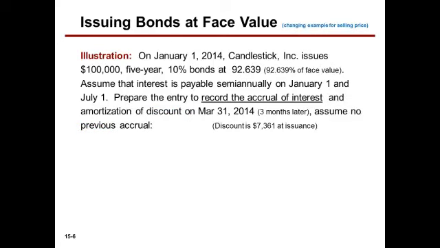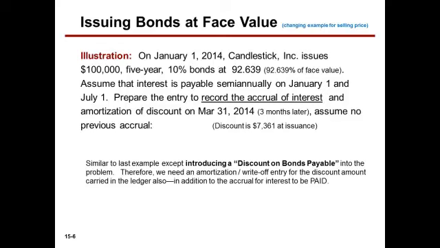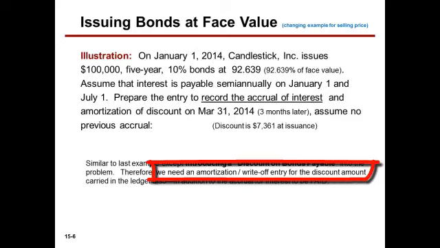We're going to take the last example but modify it. We're going to modify it for selling the bonds at a discount, not full face value. So we're going to get $92,639 for the sale of the bonds, not $100,000. The discount, therefore, is $7,361, the amount that was not obtained by the corporation because the bonds are sold at a discount. So again, similar to the last example, but we're introducing a discount on bonds payable into the problem. We need to amortize or write off a portion of the discount for the period of time involved.